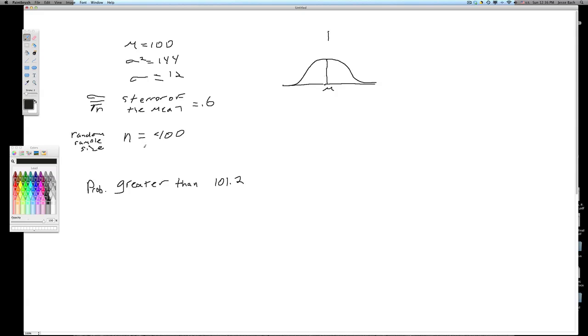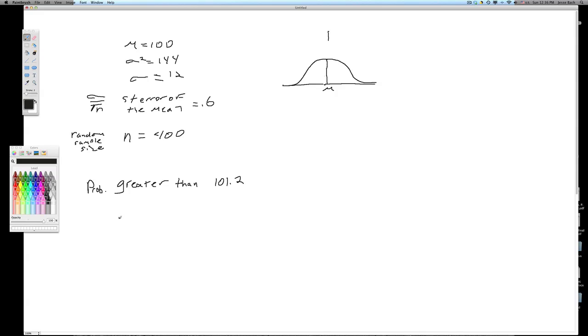Since we're working with a random sample size of 400, not a population, we had to figure out the standard error of the mean. Standard error of the mean is 0.6. We've got everything that we need right now to figure out our probabilities. So let's say it's given to you in word format that you're looking for the probability greater than 101.2.